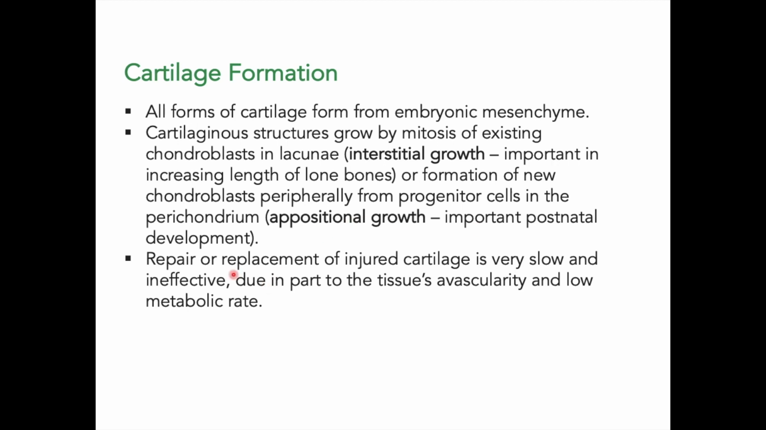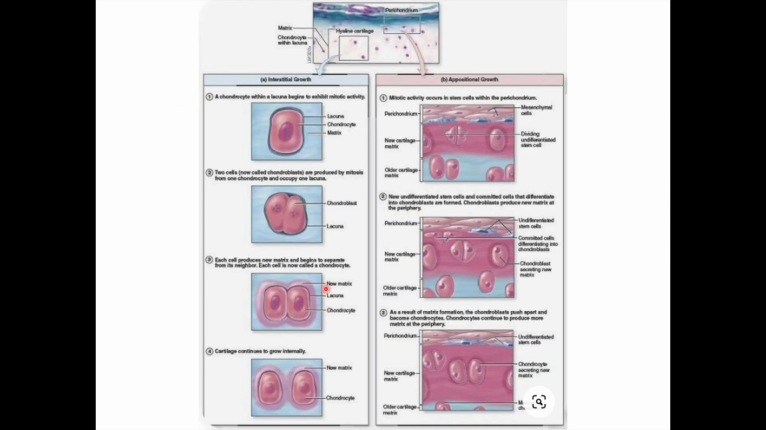Okay, so repair or replacement of injured cartilage is very slow. Why? Or ineffective due in part to the tissue's avascularity and low metabolic rate. So, low oxygen tension yung cartilage natin kasi nga wala siyang vessel on its own. So, it just relies on the perichondrium. Okay? So, ito yung sinasabi kong kaninang interstitial growth.